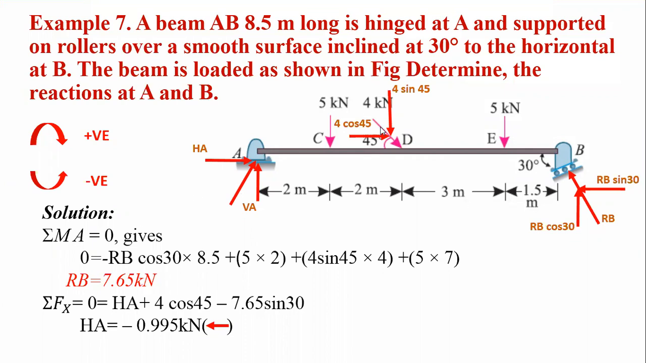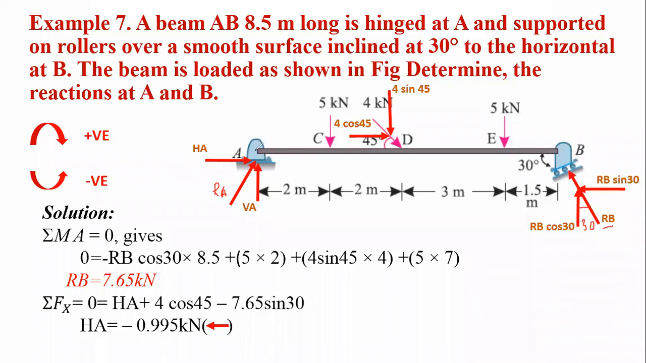Now, very first of all, we have to resolve the components of the reaction and the load which is inclined. Here, this 4 kN load is inclined, making an angle of 45° with the horizontal. That's why the component is R cos 45, and the vertical component is R sin 45. Here also this reaction RB makes an angle of 30°. That's why the components are RB cos 30 and RB sin 30. And this reaction RA, we are resolving into two components, that is HA and VA. Now let us solve this problem.